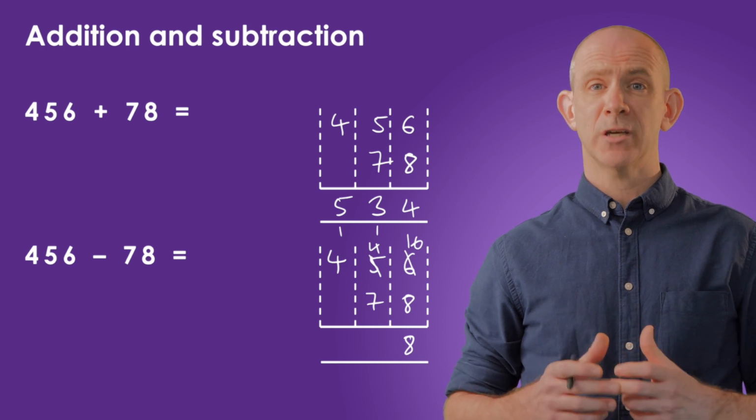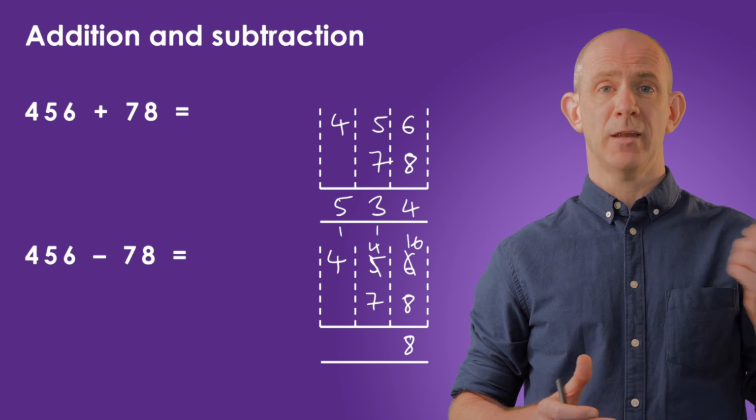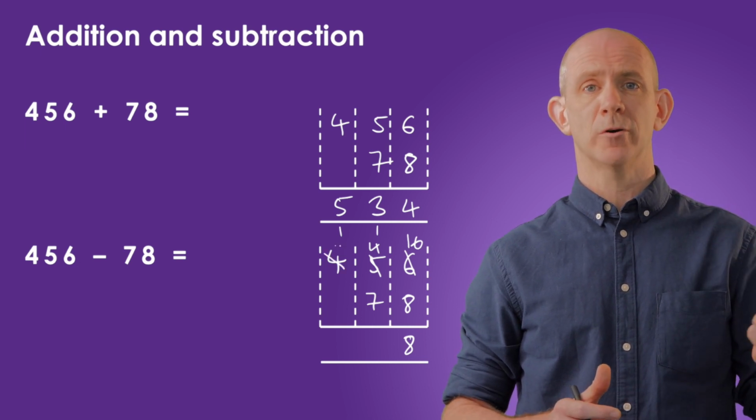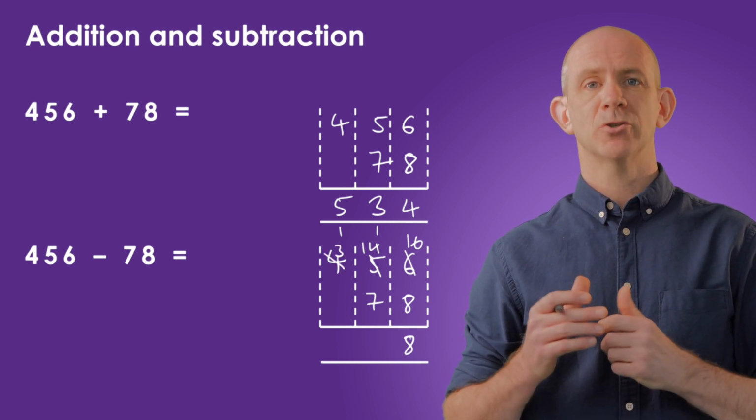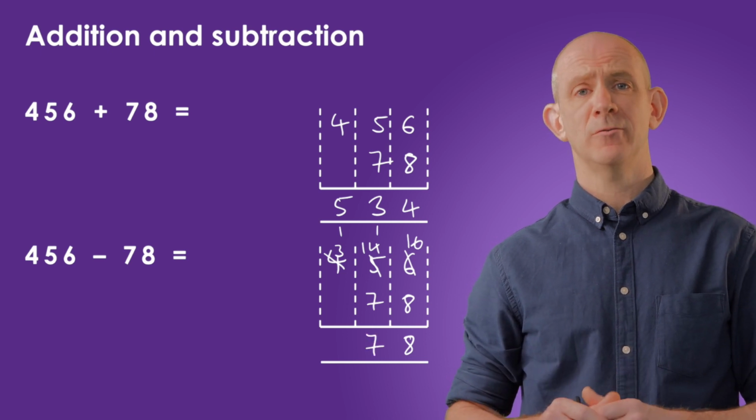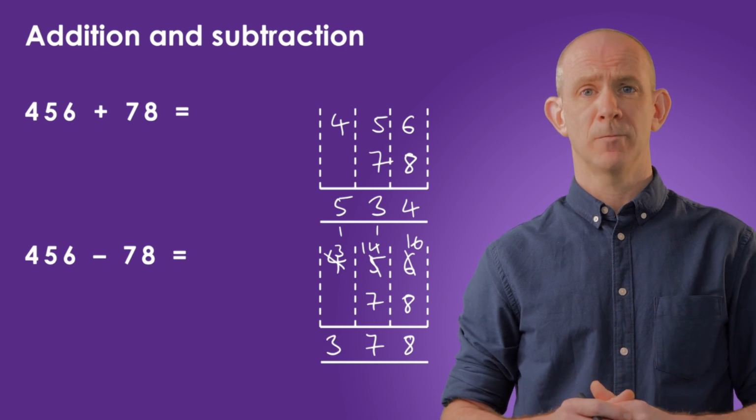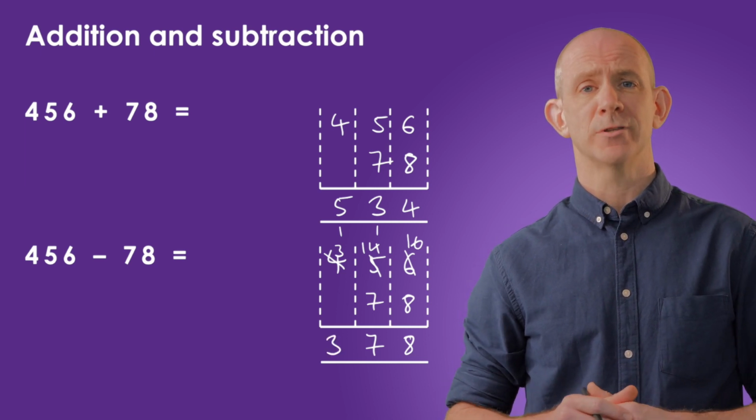Now again, we can't take away 7 from 4. But the one thing we can do is borrow from the left-hand column again. So we'll make the 4 into 3, and we'll change the 4 into 14. 14 take away the 7 would give us 7, and then 3 take away nothing leaves us with 3. So we have our answer, 378.